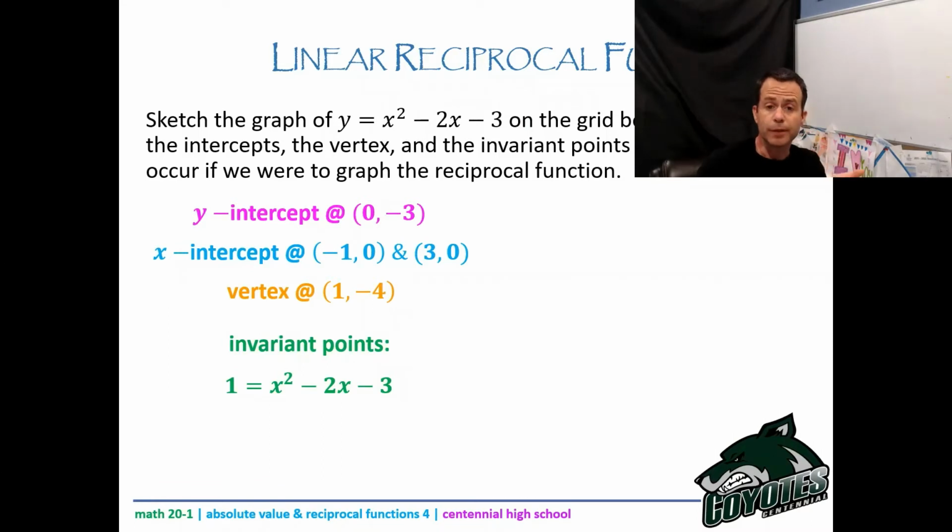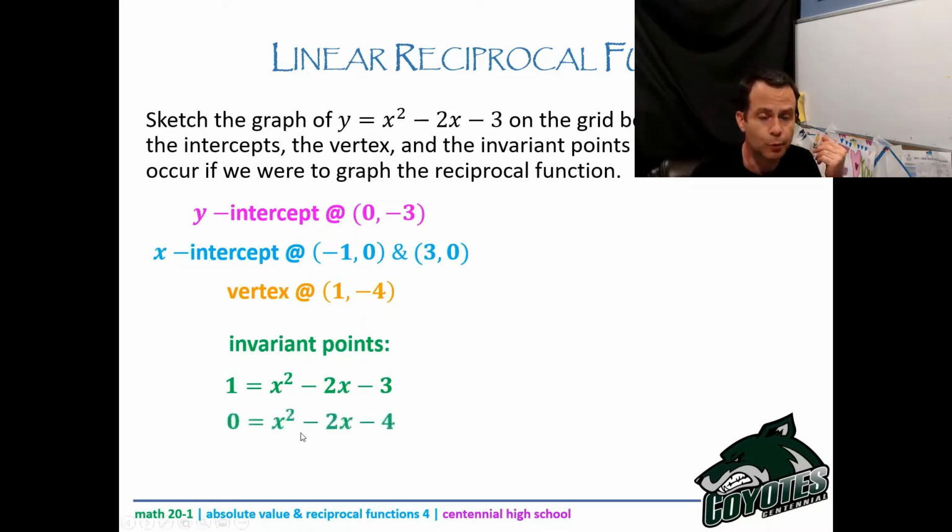Now to solve this, I'm going to need to bring my 1 over to the other side. So that's going to give me 0 equals x squared minus 2x minus 4. Can I factor that? No, I can't. So when I can't factor something, I head to the quadratic formula, everybody's favorite thing to use. So x equals -b plus or minus the square root of b squared minus 4ac all over 2a. So a is 1, b is -2, and c is -4.